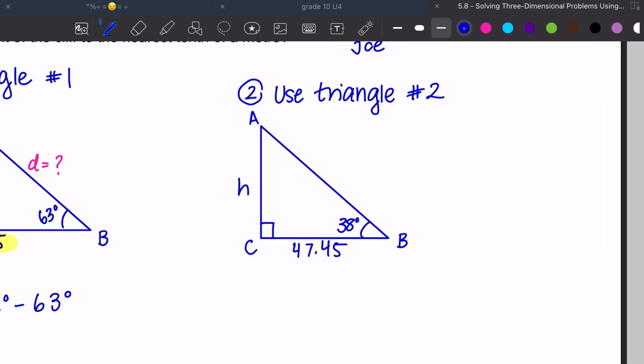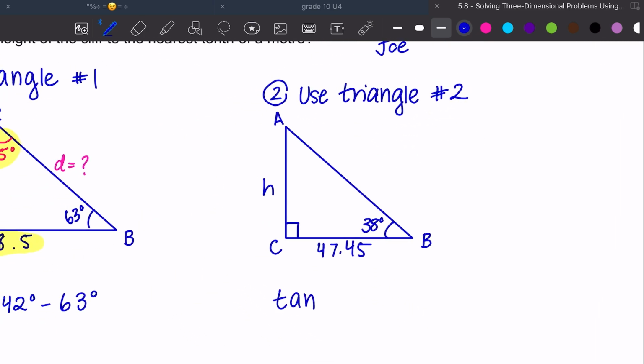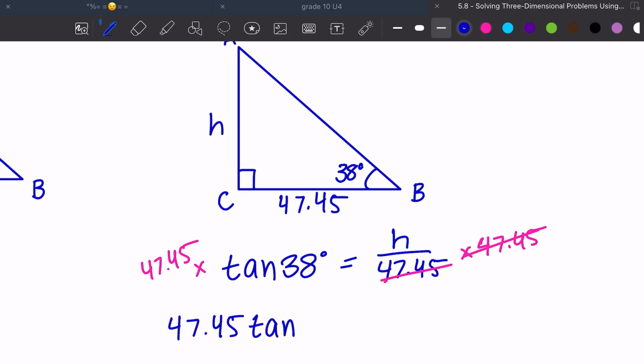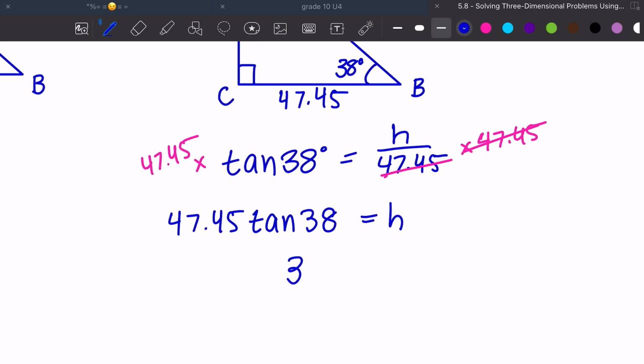So we're going to do tan 38 is equal to opposite H over adjacent 47.45, which we're just going to times both sides by 47.45. Right, cancels out, H is by itself, so 47.45 times tan 38. And that should give you about 37.1 meters.